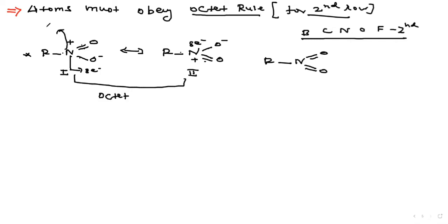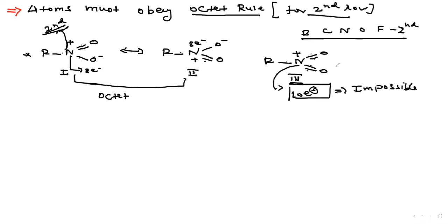Nitrogen belongs to which period? Second period, second row, right? In this third structure, now see: 2, 4, 6, 8, 10. That is 10 electrons, right? Listen, this is impossible. Why is it impossible? Because nitrogen belongs to which period? The second period. A second period element never goes above the octet. Therefore, it is not a resonance structure. The third one is not a resonance structure. Very important.